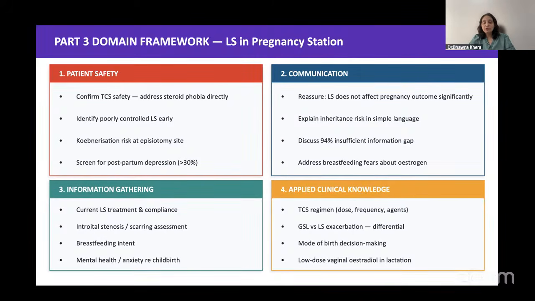Or if you talk about lichen sclerosus exacerbation in the postpartum period, and we talk about the differential diagnosis, as I have mentioned, genital sexual dysfunctions can be part of it. The mode of birth decision making, when the vaginal delivery and when the cesarean section, and low dose vaginal estradiol is safe in pregnancy. So these are the various factors which will be important in this particular case.